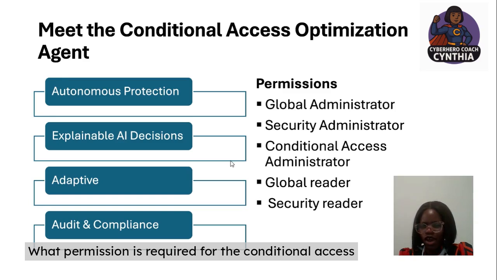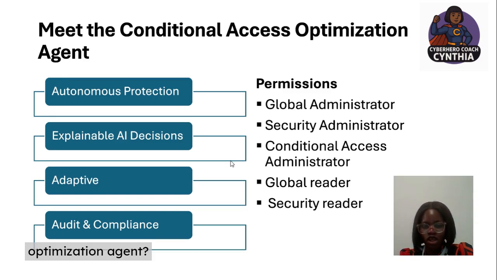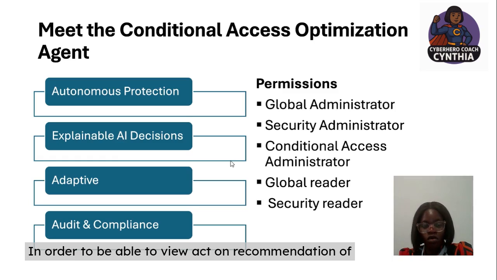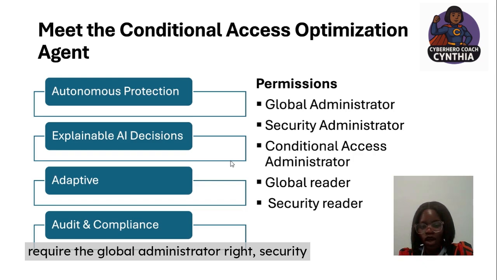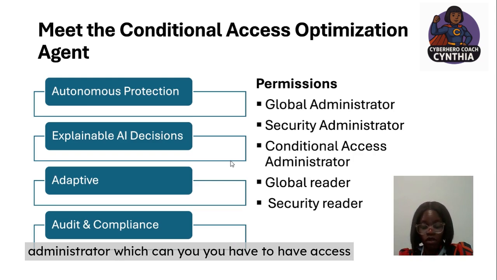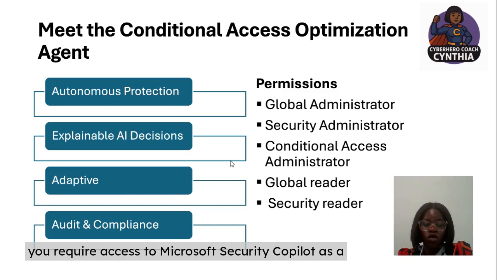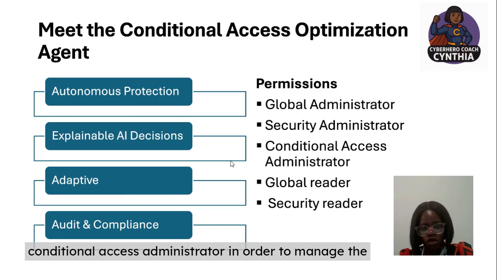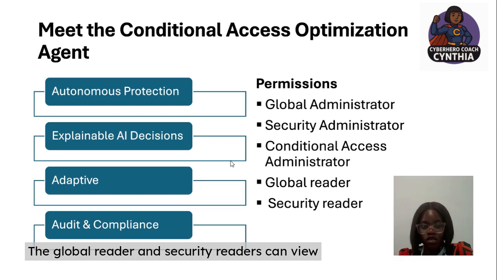What permission is required for the Conditional Access Optimization Agent? In order to view and act on recommendations of the agent, you will require the Global Administrator, Security Administrator, or Conditional Access Administrator role. You require access to Microsoft Security Copilot as a conditional access administrator in order to manage the agent. Global Readers and Security Readers can view recommendations and also view the agent.